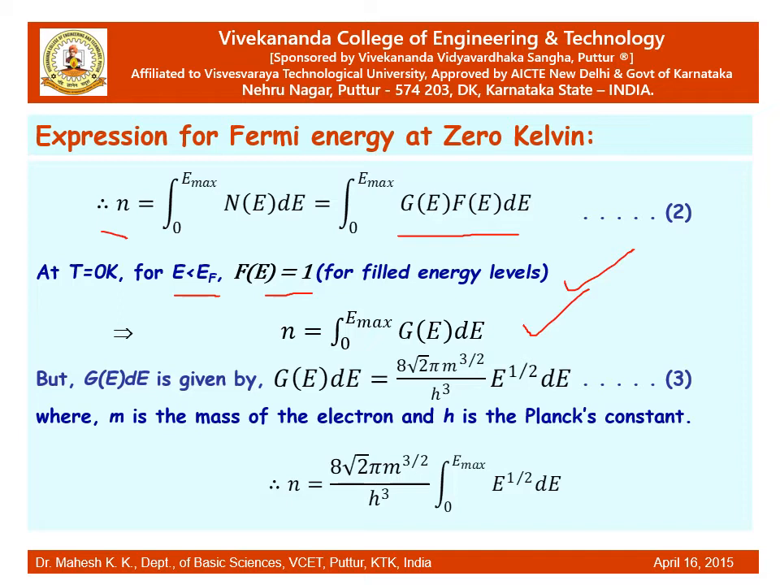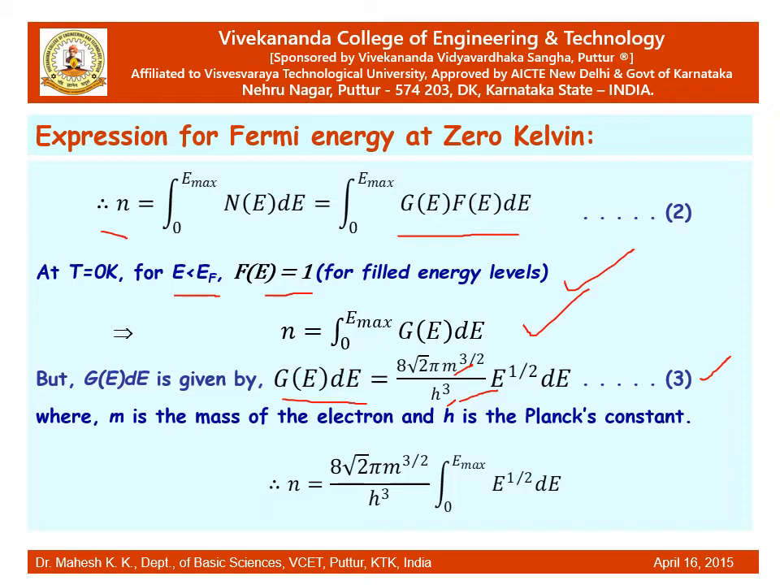But g of E dE is given by that equation which we have also seen, that is nothing but the density of states. So g of E dE is equal to 8 root 2 pi m to the power 3 by 2 divided by h cube into E to the power half dE. Let it be equation number 3, where m is the mass of the electron and h is the Planck's constant. So those we need to note down.